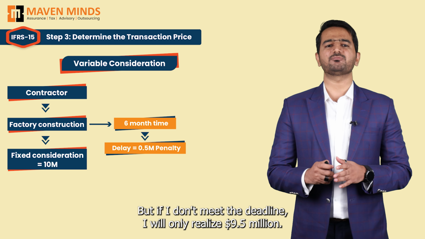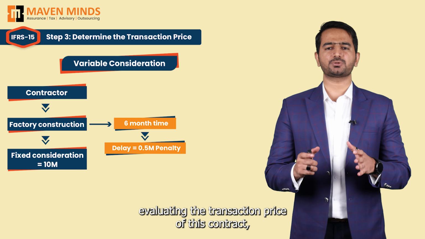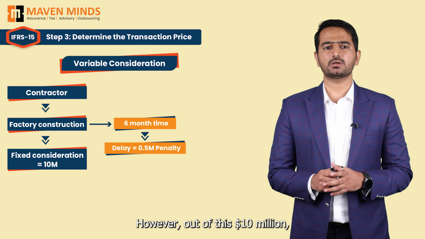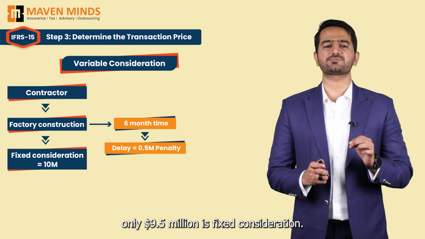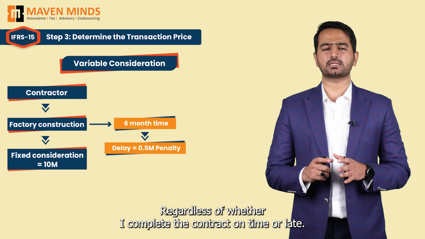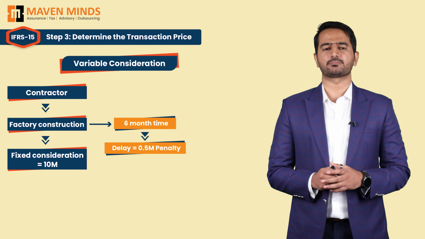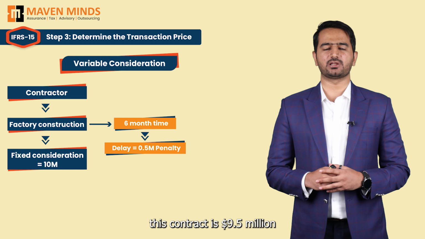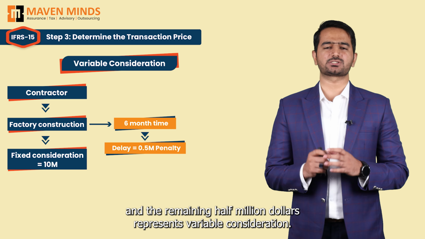So even though the initial contract value is $10 million, if I don't meet the deadline, I will only realize $9.5 million. Now, as a contractor evaluating the transaction price of this contract, the initial price is $10 million. However, out of this $10 million, only $9.5 million is fixed consideration. Regardless of whether I complete the contract on time or late, I will recover $9.5 million from my customer. Therefore, the fixed consideration for this contract is $9.5 million. And the remaining $500,000 represents variable consideration.